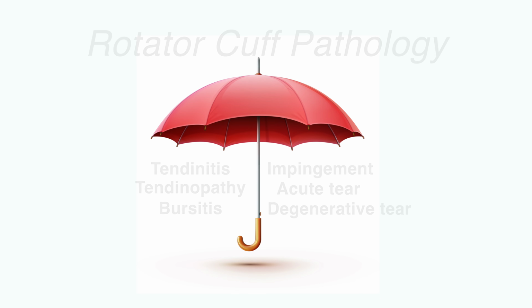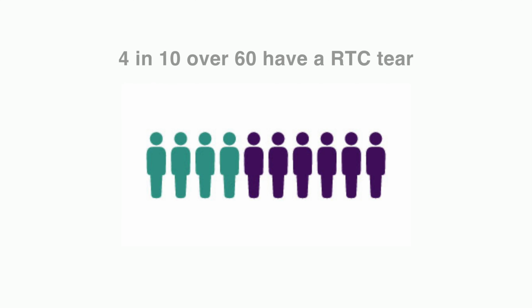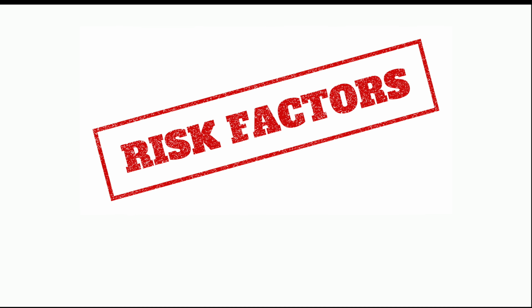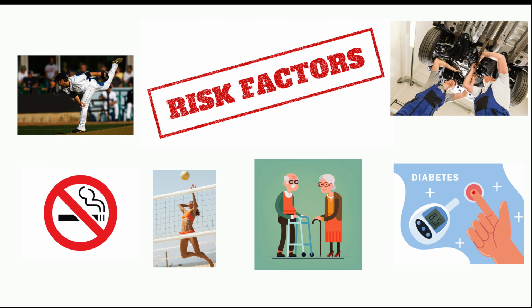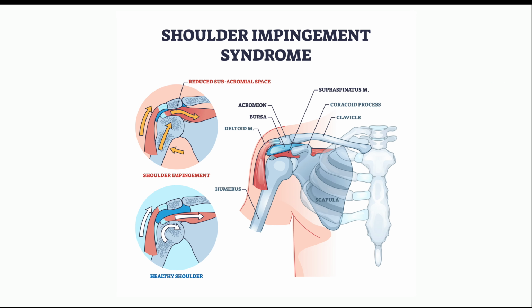Rotator cuff pathology is very common, with approximately 40% of individuals over the age of 60 developing a tear. Risk factors for rotator cuff tear include smoking, jobs and activities that require overhead lifting and throwing, aging, and the onset of diabetes. Smoking and diabetes decrease the blood circulation in the shoulder, which is vital to getting oxygen to those tissues for healing. Let's look at the mechanics of how we develop shoulder pain in rotator cuff pathologies.